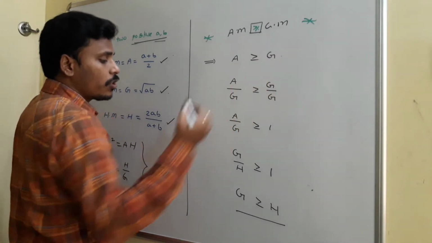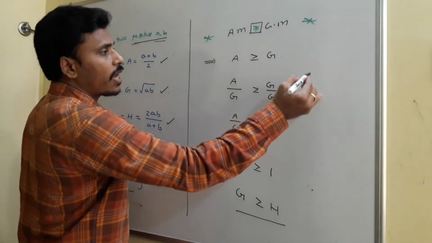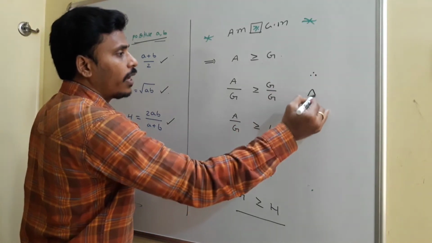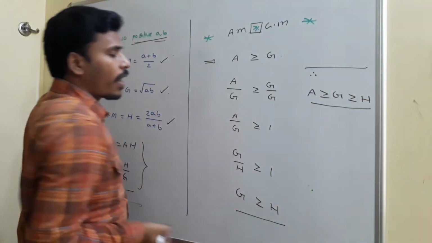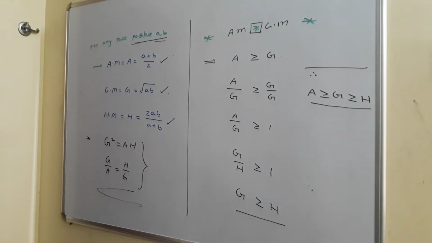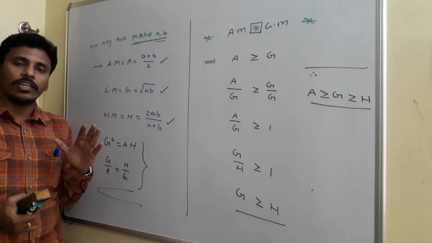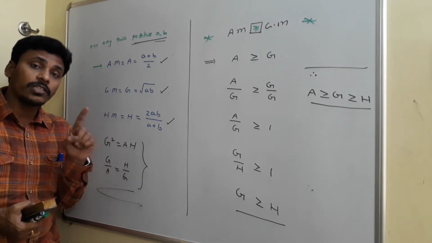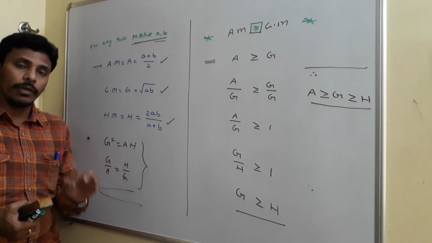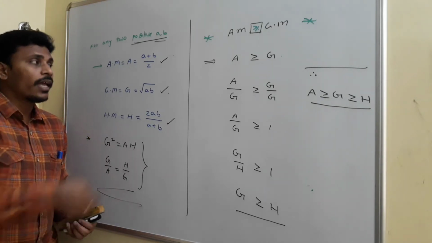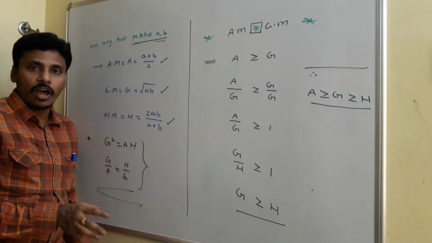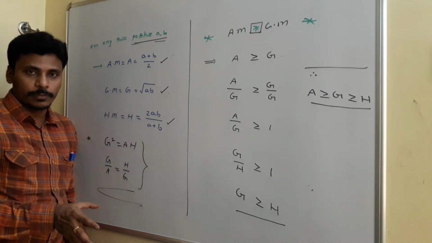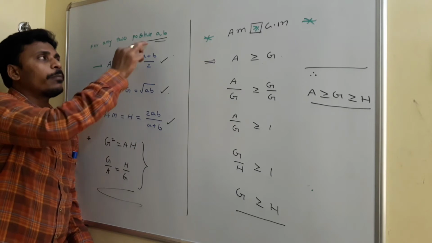a greater than or equals to g is one part, g greater than or equals to h is the other part. And finally we will conclude that a is greater than or equals to g is greater than or equals to h. Look at this. For any pair of positive numbers a, b, their arithmetic mean is always greater than or equals to their geometric mean, and their geometric mean is always greater than or equals to their harmonic mean, right? So we have a chance to conclude that (a+b)/2 is greater than or equals to root ab is greater than or equals to 2ab/(a+b). Everything is possible if a and b are positive.